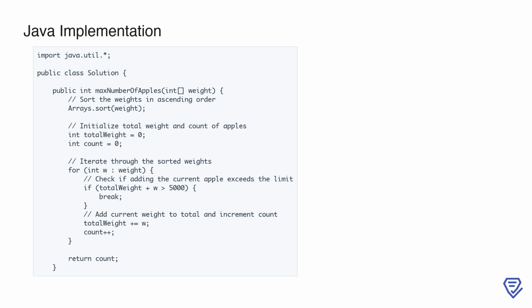Then, we use a for loop to iterate through the sorted weights. For each weight, we check if adding it to the current total would exceed the weight limit of 5,000 grams. If it does, we exit the loop using break. Otherwise, we add the current weight to total weight and increment the count. Finally, the method returns the total count of apples that can fit within the weight limit.